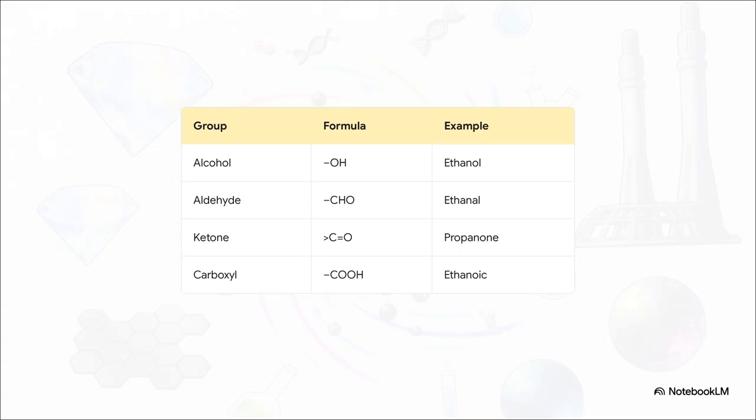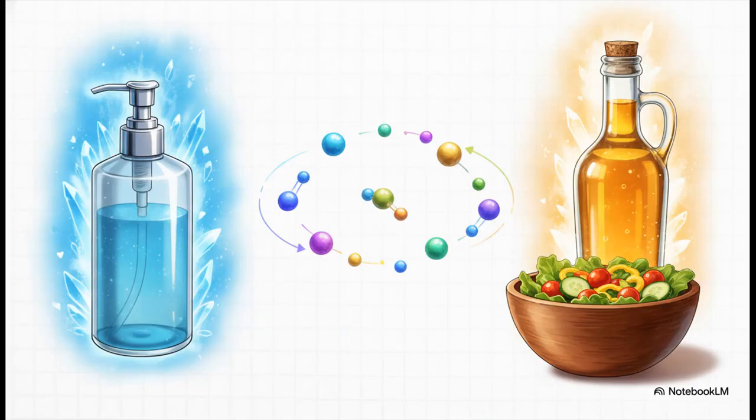So what happens if we decide to swap out a hydrogen atom for something else entirely? Well, we get functional groups. Think of these as chemical add-ons that completely change a compound's identity. Slap an OH group on there and your hydrocarbon turns into an alcohol, like ethanol. Swap in a CHO group and it makes an aldehyde. A double-bonded oxygen gives you a ketone, and a COOH group creates a carboxylic acid. Okay, so why does any of this matter to you?